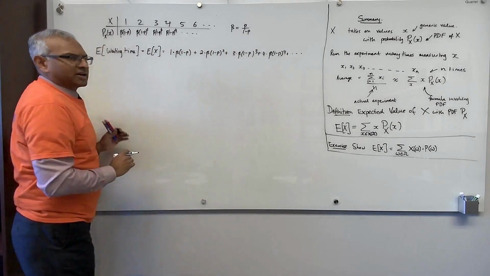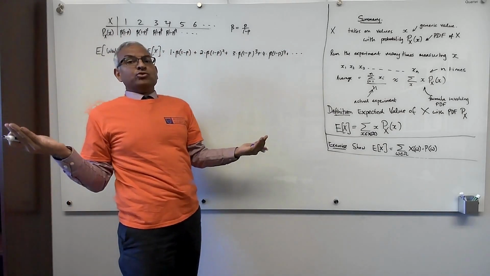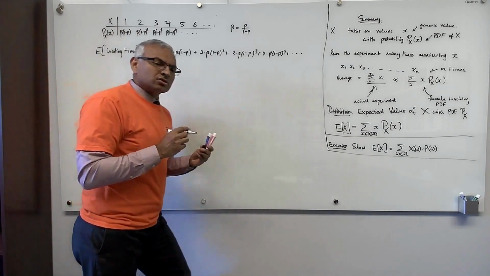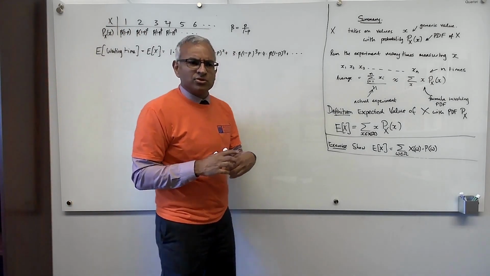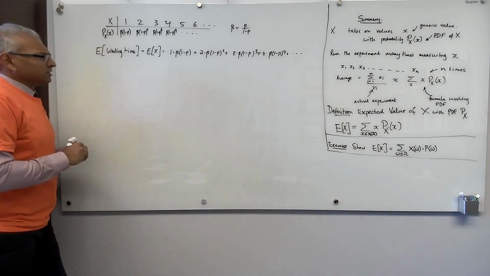Okay, so let's simplify this. Again, we have a sum. It's a complicated sum. We have to do this sum. Now the result is not going to be so intuitive. It's not easy to guess, so we really have to rely on the mathematics.